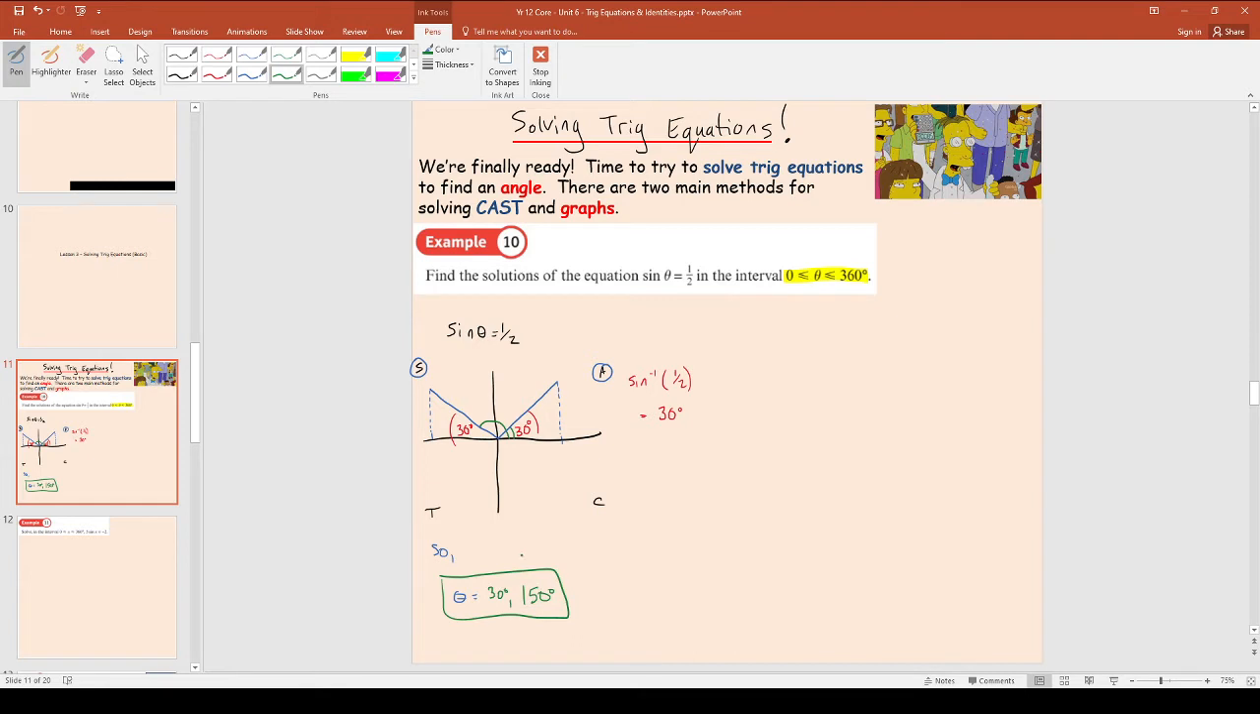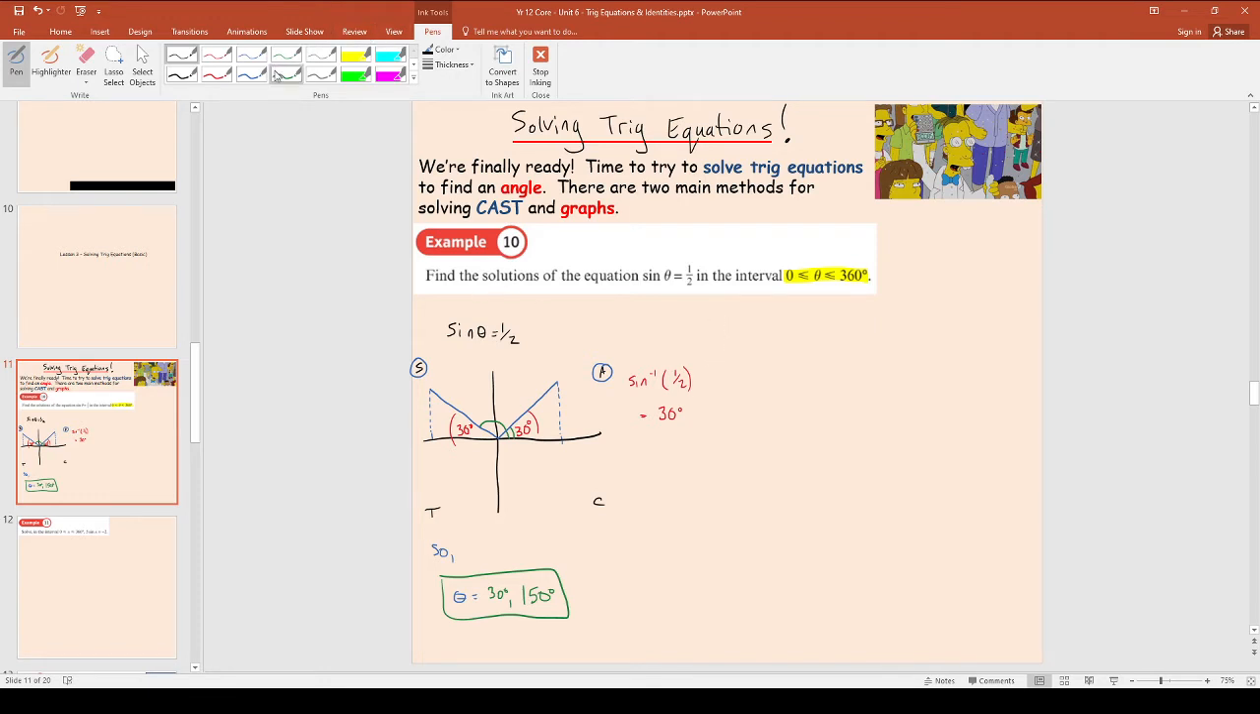Now, if you tested those in your calculator, if you said sine of 150, it would indeed equal a half, as would sine of 30. Cool. And that's why I think my method is sweet. Do you see how that could have been a really hard topic? That would have been the hardest topic in GCSE, but we've made it simple and easy with CAST.